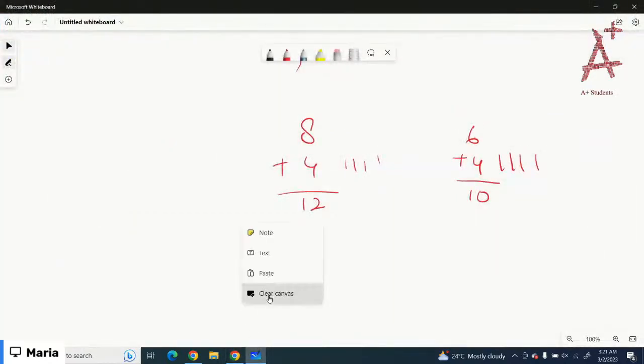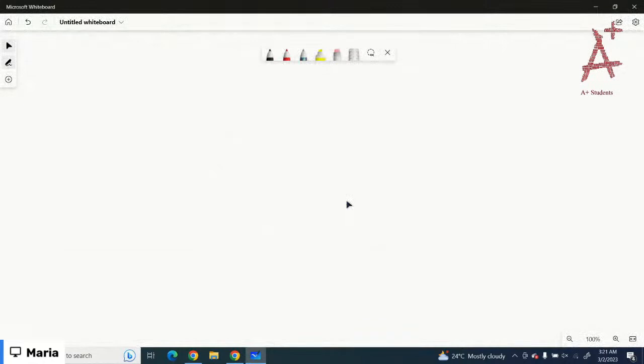4 tadpoles are the ones Keith took home, and 4 are the ones remaining in the pond. You have to calculate the total, so you need to add 4 plus 4. Got it? So 4 plus 4 makes 8. Let's start with 4: 5, 6, 7, 8. So 4 plus 4 makes 8. Got it? Yes, very good.